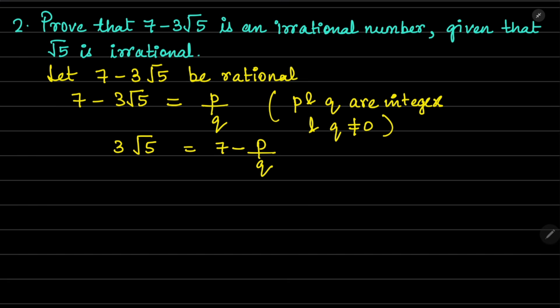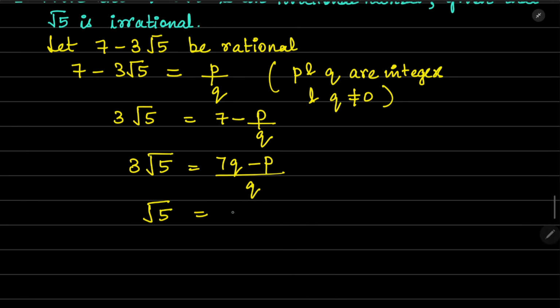Okay, so we have rearranged it in a way that the term that contains the irrational part is on the left hand side. All the other terms, let's take to the right hand side. So this will become, the LCM is q, so you have 7q minus p. On the left hand side you have 3 root 5. Let root 5 alone remain because root 5 is irrational. 3, let us take it to the denominator. So 7q minus p divided by 3q. Right? This 3 goes to the denominator. You just cross multiply it.